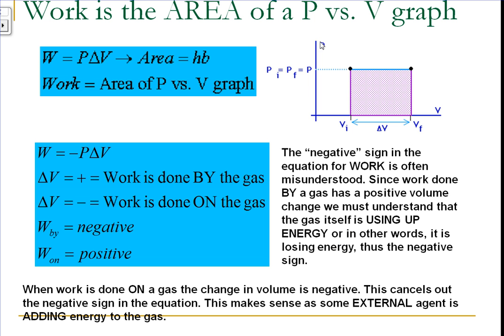Work is always going to be the area under your PV graphs. We're going to be doing quite a number of PV graphs in this unit. Convention gets us. If delta V is positive, then the work is being done by the gas. The gas is expanding. If delta V is negative, then work is being done on the gas. So work done by a gas is, by convention, negative, and work done on a gas is, by convention, positive.